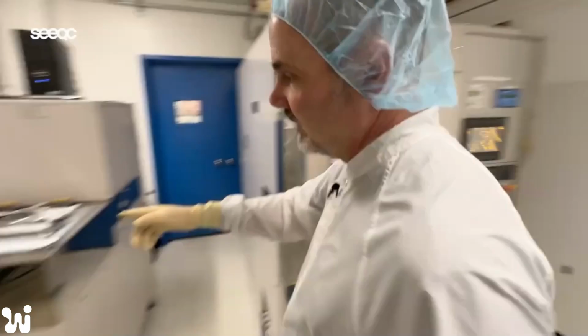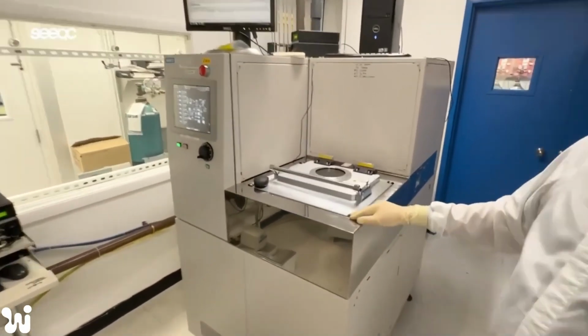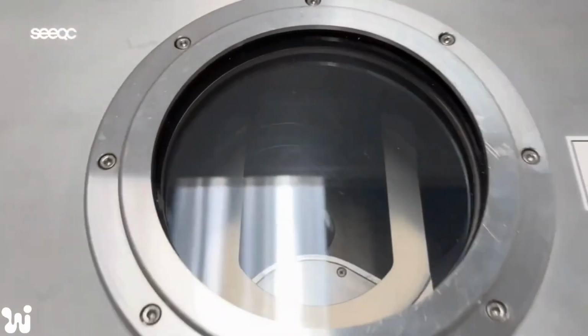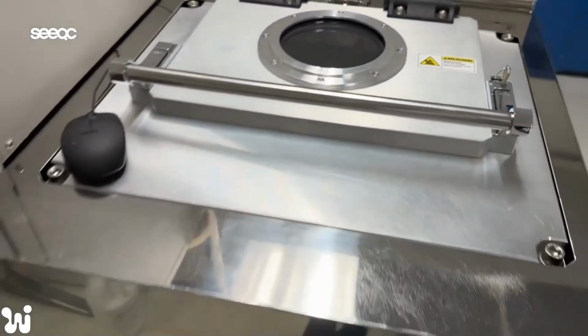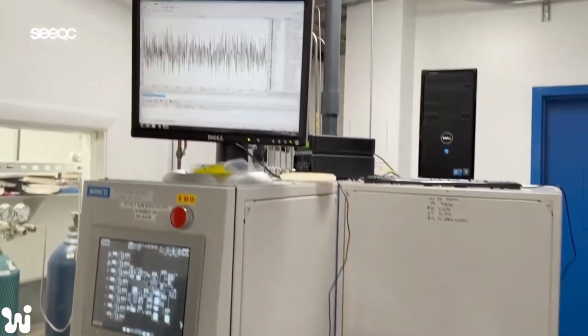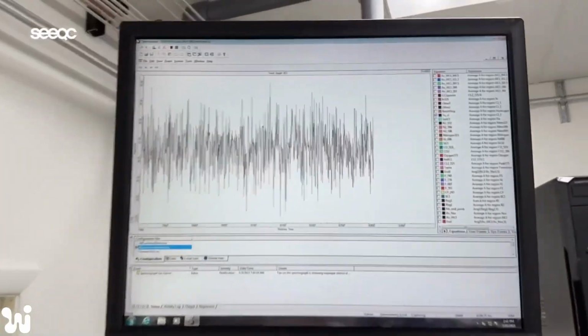This tool is an inductively coupled plasma etcher. We use chlorine or boron trichloride. We use it to etch niobium, aluminum. That's all done in this tool.